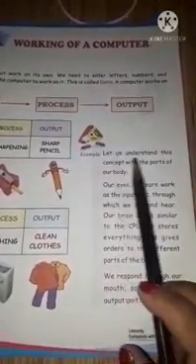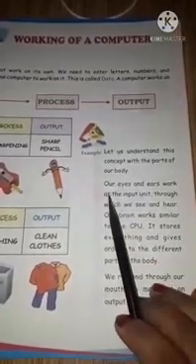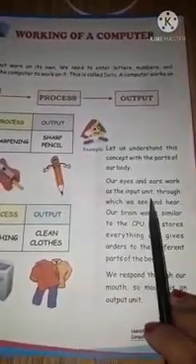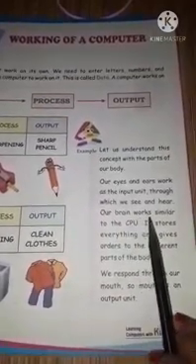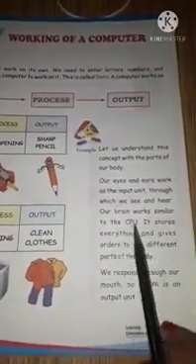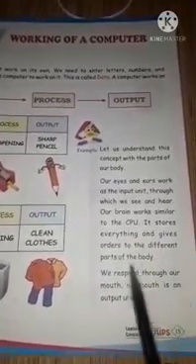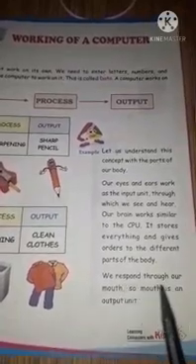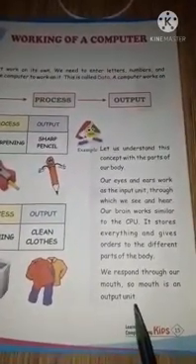See children, let us understand this concept with the parts of our body. Our eyes and ears work as the input unit through which we see and hear. Our brain works similar to the CPU. It stores everything and gives orders to the different parts of the body. We respond through our mouth. So mouth is an output unit.